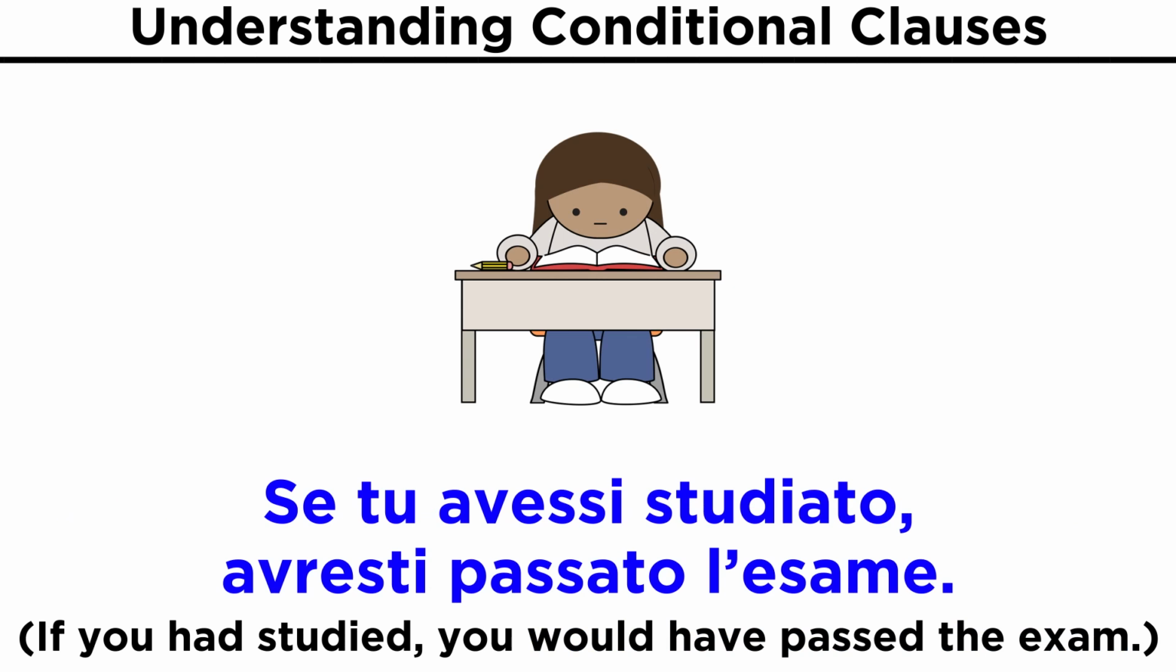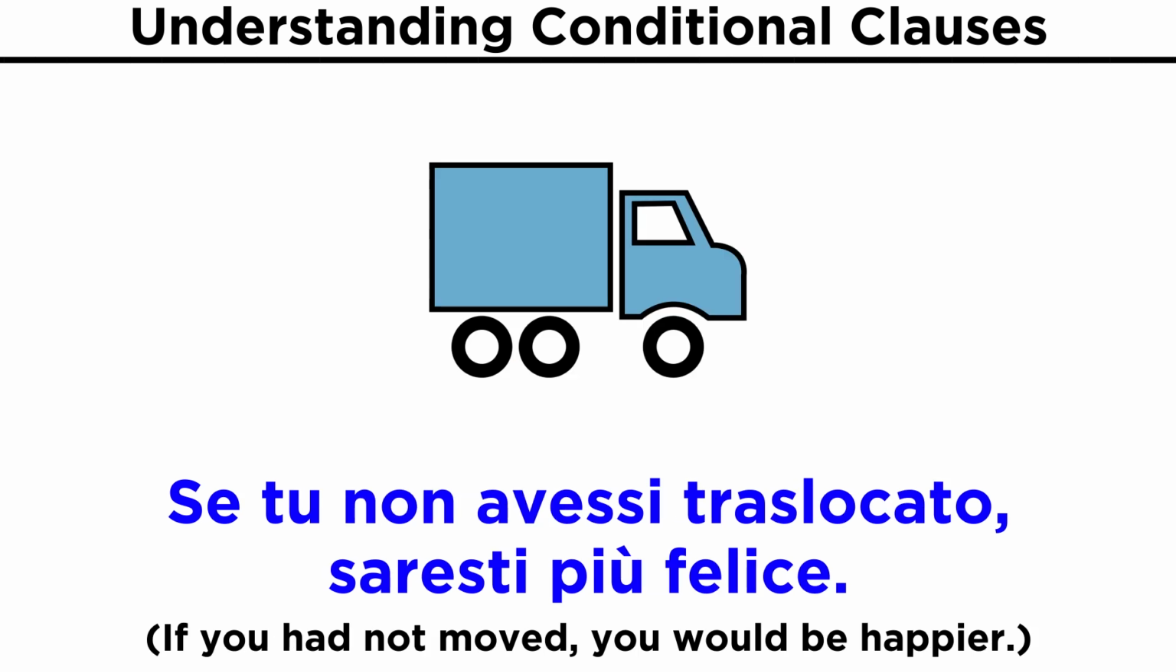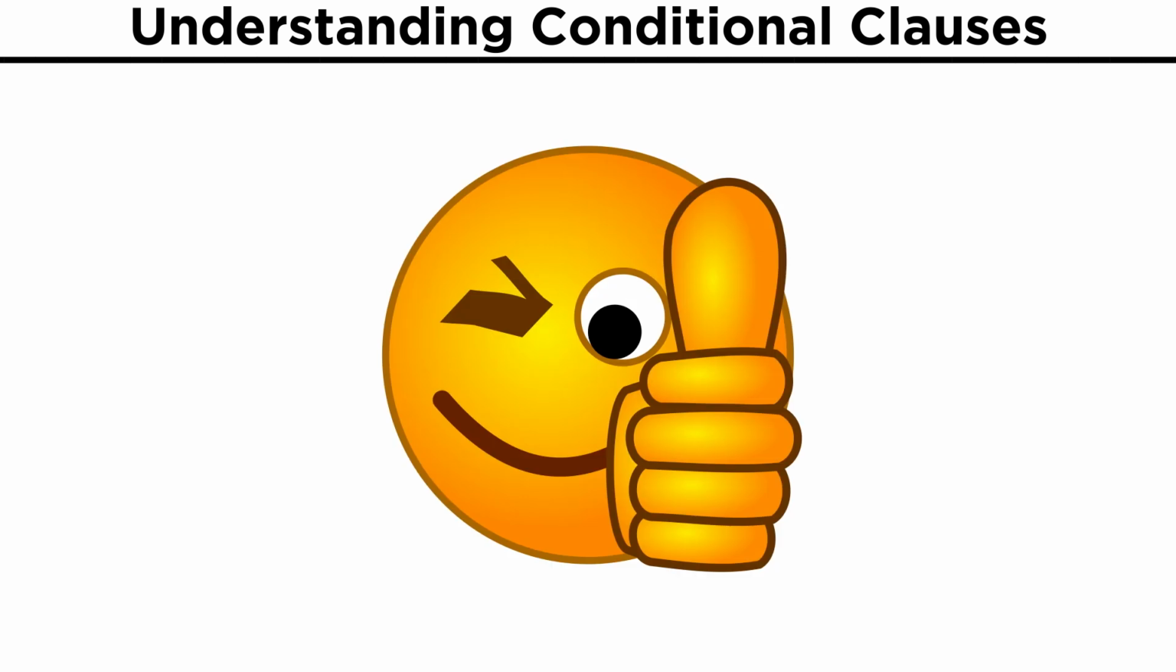Se tu avessi studiato, avresti passato l'esame. Both clauses are in the past. Se tu avessi preso l'aereo, saresti già arrivato. Again, both clauses are in the past. Se tu non avessi traslocato, saresti più felice. This one is mixed because you did indeed move in the past, but this action is affecting your current happiness in the present. That's what we need to know about conditional clauses, so let's check comprehension.